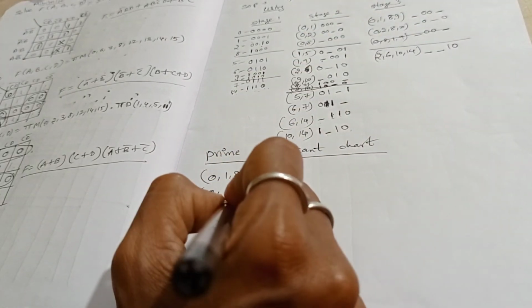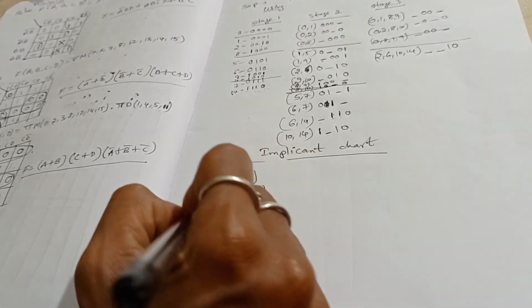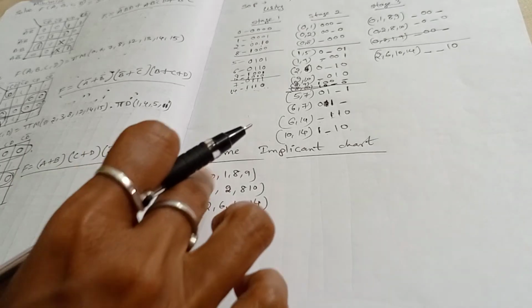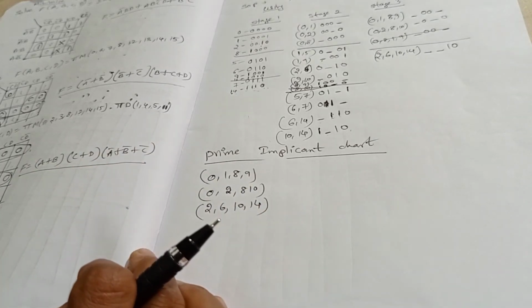Now 2, 6, 10, 14. These are the prime implicants. So we have written them row wise.